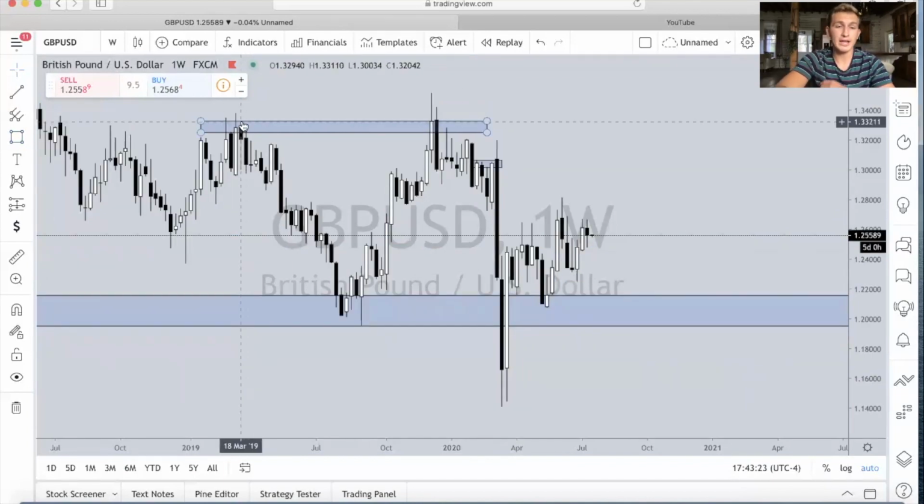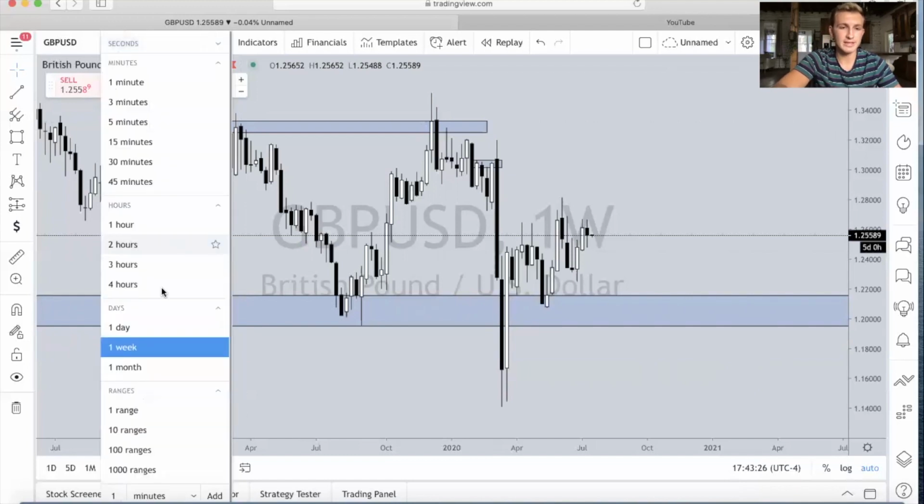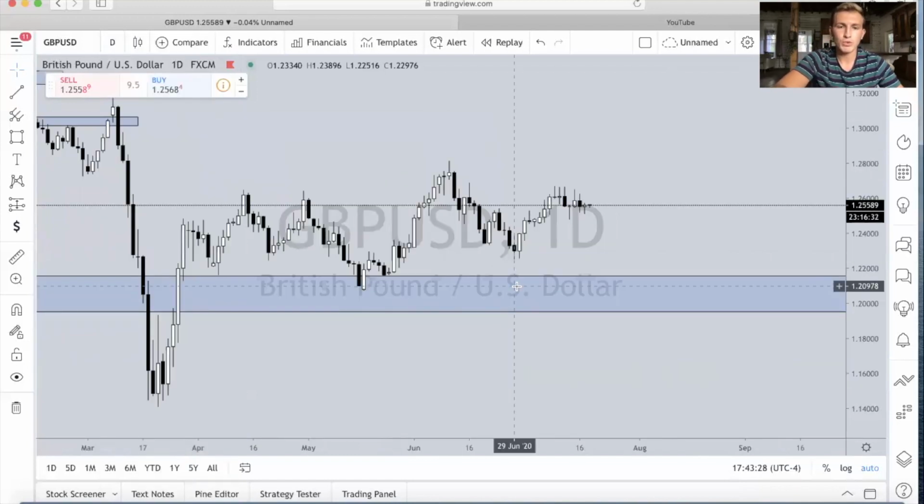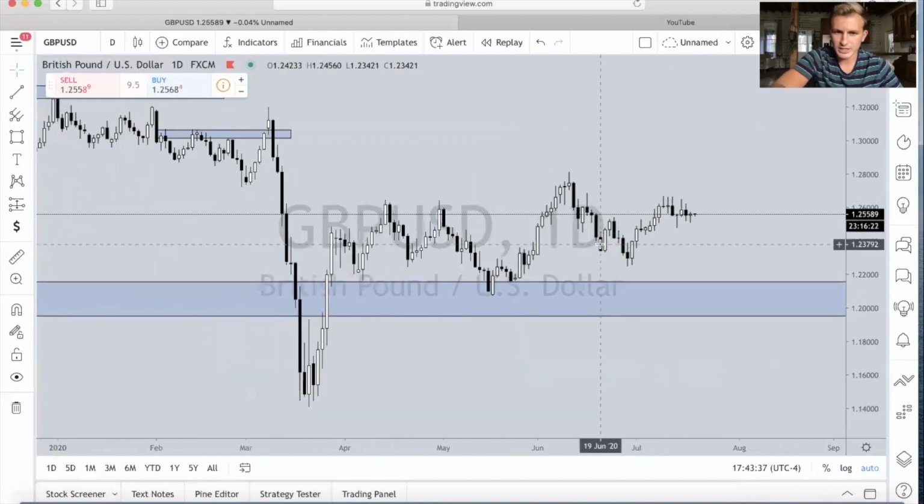So now go ahead and break this down. You can jump down to the daily time frame, because ultimately we now know that this market is wanting to go up. It's wanting to catch and capture upside liquidity. Okay, so check this out real quick.